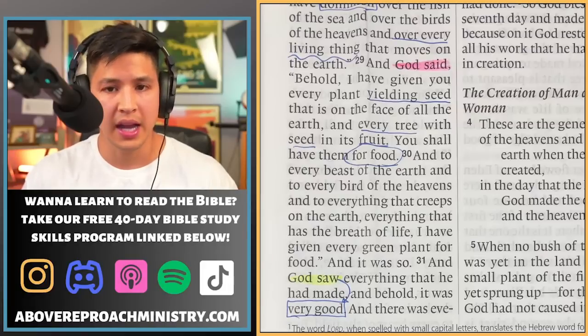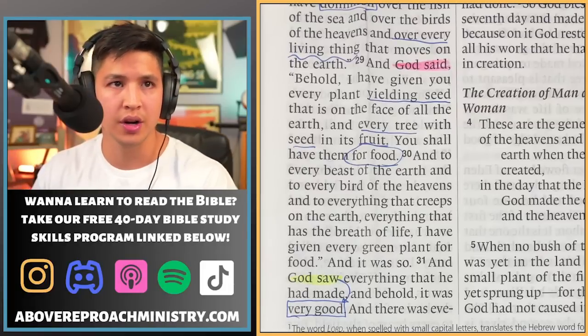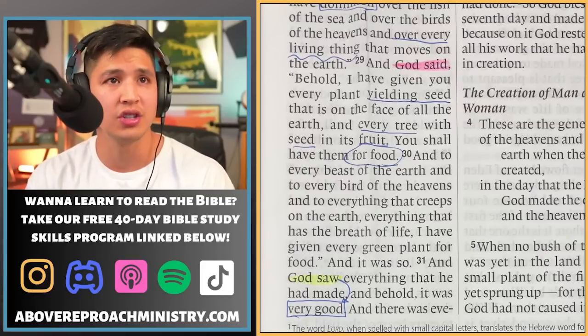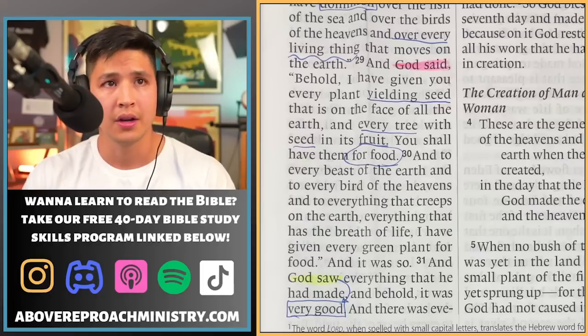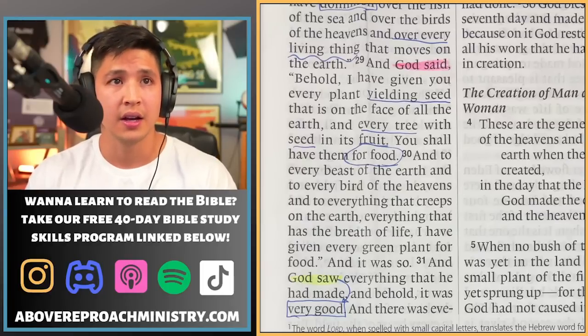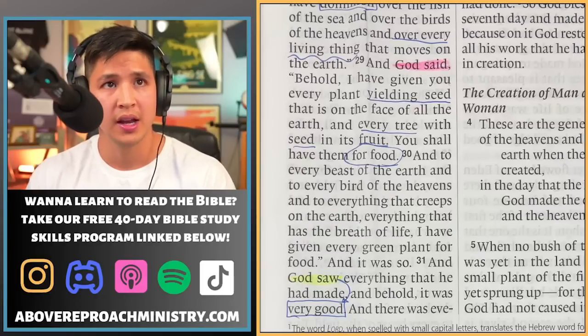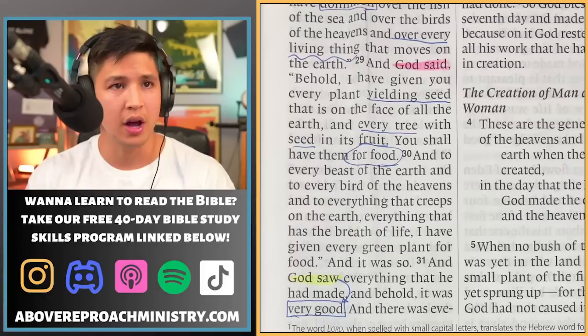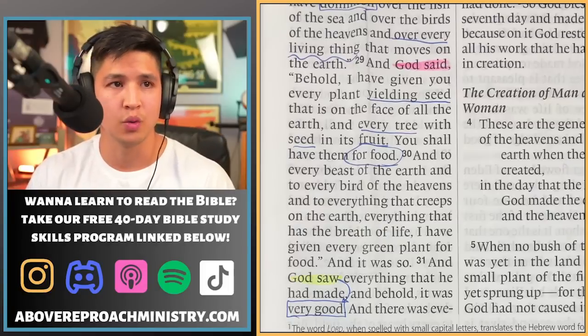So again, the main repeating ideas and key words in Genesis 1 that you should pay attention to is God saw, God called, God said, God separated, God created, and God made. And that will help you as you read Genesis chapter 1 deeper, hopefully deeper than you ever have before.